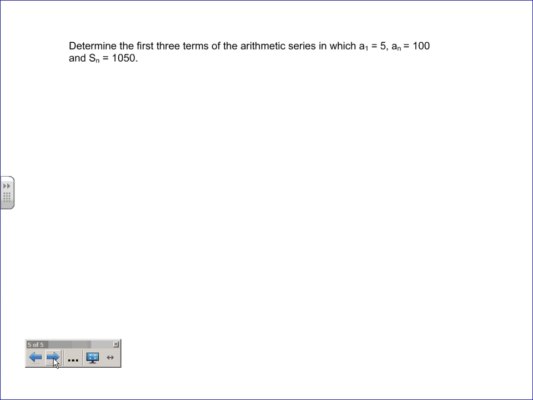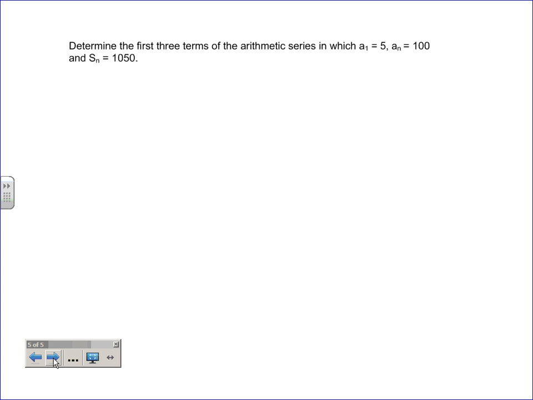But then this one is a little bit more complicated because it's asking for something completely different. It says determine the first 3 terms. It tells me it's arithmetic. It tells me the first term. It tells me a term along the way is 100, and the sum of those is 1,050. So if I have the first term, what's going to be the most helpful thing to get the second term? The distance or the difference, right?